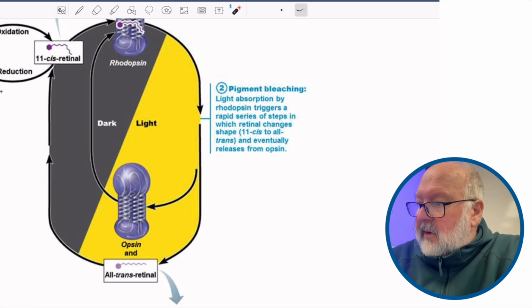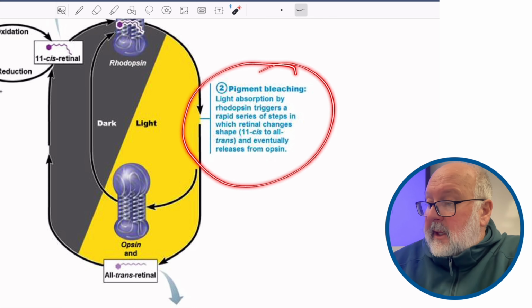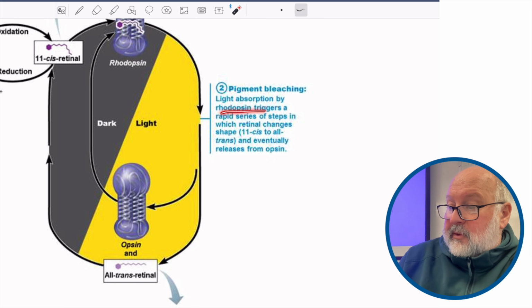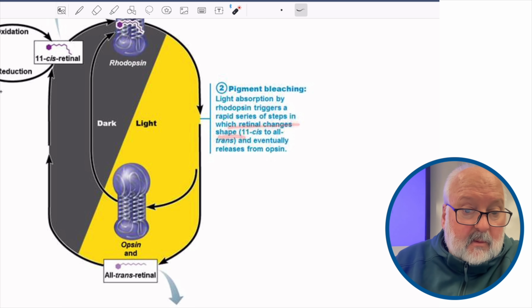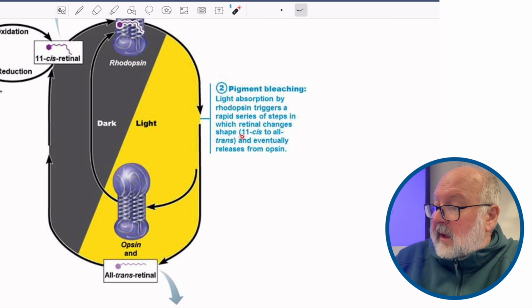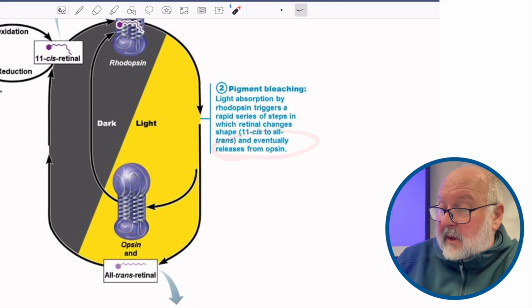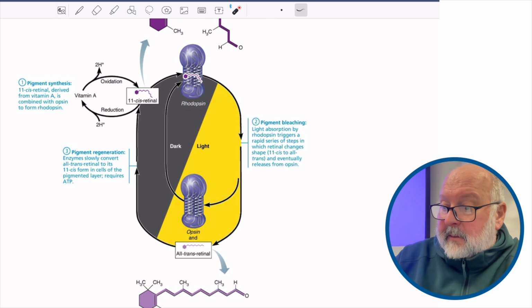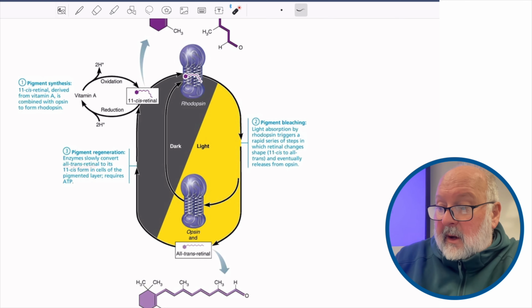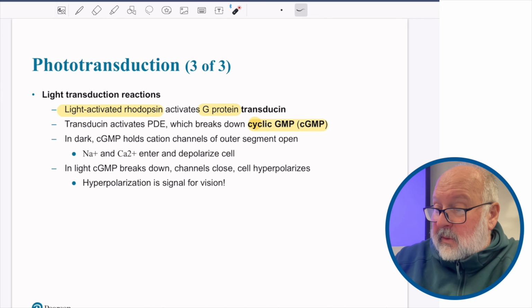And then what happens is the pigment bleaching: light absorption by the rhodopsin triggers a series of steps in which retinol changes shape, okay? 11-cis to the all-trans, and eventually it's released from the opsin. And then pigment regeneration: enzymes slowly convert the all-trans to its 11-cis form in cells, and of course it's going to require ATP to do that.